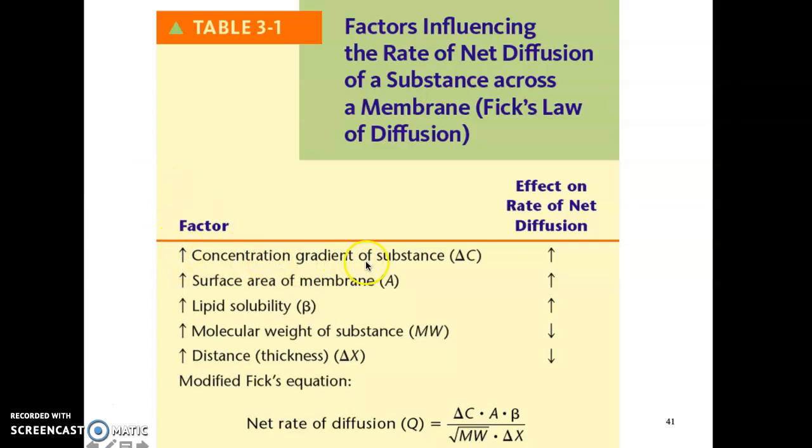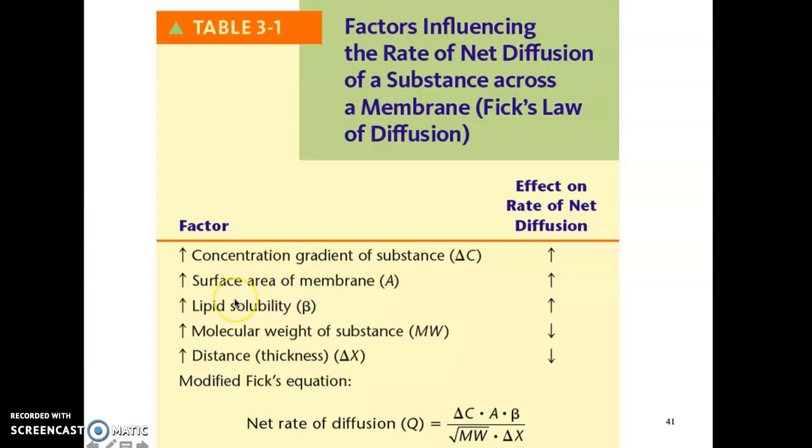As the concentration gradient of a substance increases, so there's lots of these molecules in one area, very few in the other, big concentration gradient, then it is more likely that the rate of net diffusion is going to be high. It's going to go fast. What about surface area of the membrane? If we have a membrane that's way larger, you have a greater surface area for more of these molecules to go through. It's kind of like a room with many doors or a room with only one door. The one with many doors is going to have a faster rate of molecule movement.